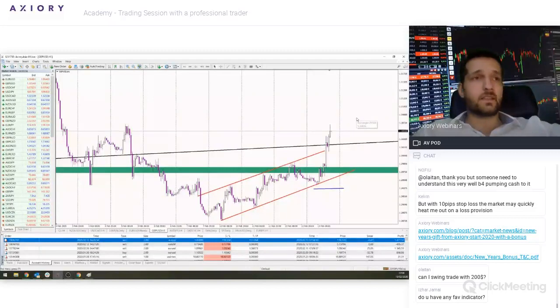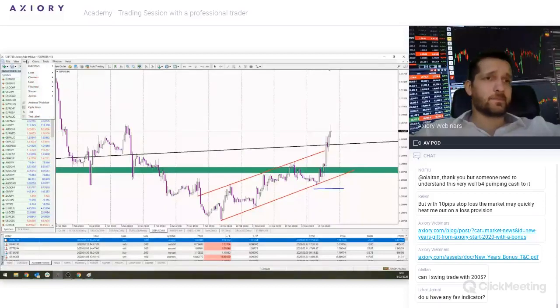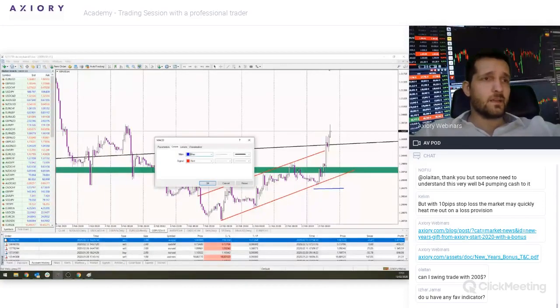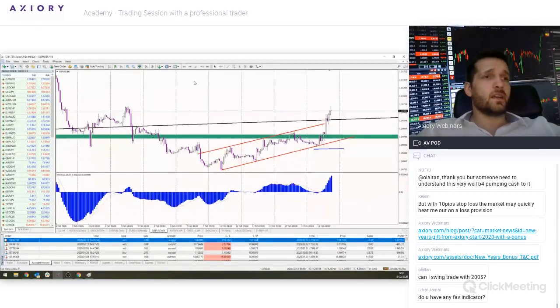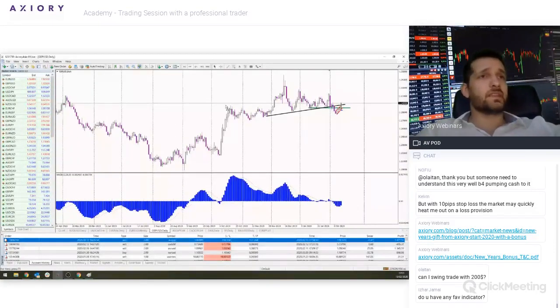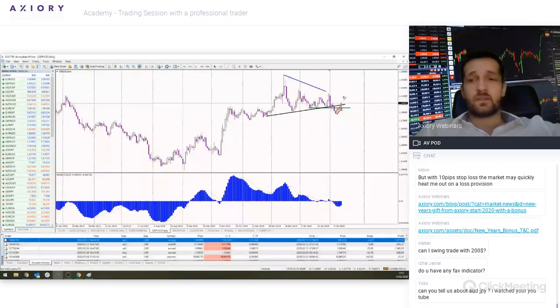Do you have any favorite indicator? No, I don't. I don't use indicators. I use only the plain chart. I use only price action. If I have to use an indicator, I use MACD, just to check for divergence from time to time. But I don't use indicators at all, I would say. Very, very rarely I use indicators.